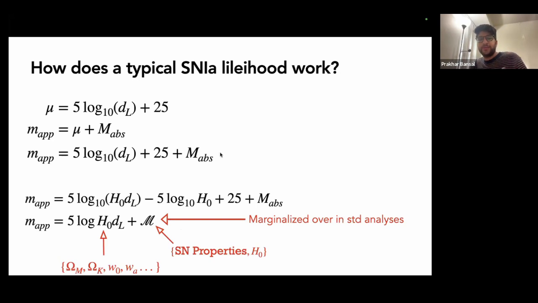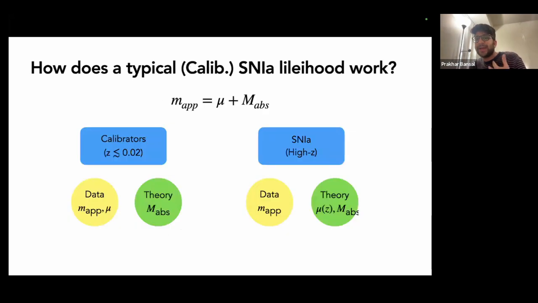But now, when we talk of Hubble tension, we have to consider the calibrations. The next slide shows you how a typical calibrated supernovae likelihood works. Again, this equation holds: m apparent equals mu plus M. Now, there are two key pieces from the data side. One is the low-z calibrators, which are Cepheids, and Cepheids in the host supernovae, and then you have the high-z supernovae. What each piece contributes to the likelihood is in these circles.